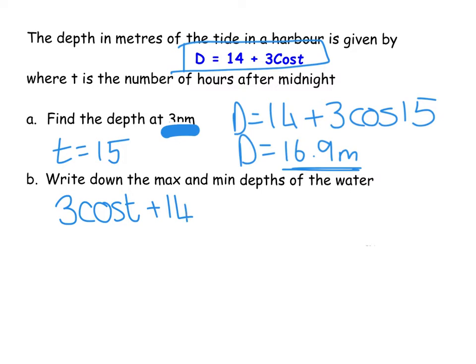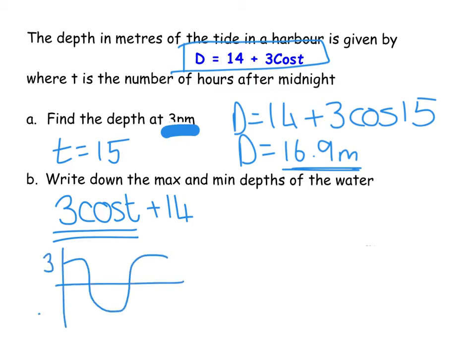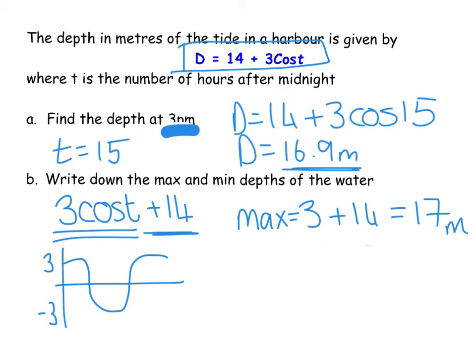And what I want you to think of is this graph here. The graph of 3 cos t looks like this. And it would go from 3 to minus 3. So the maximum height of that graph was 3, but we moved it up 14. So the maximum height of the graph was 17. If I was to draw this, the maximum number would be 17. Now that's what the maximum depth of the water is. Okay, so the maximum depth of the water is 17.